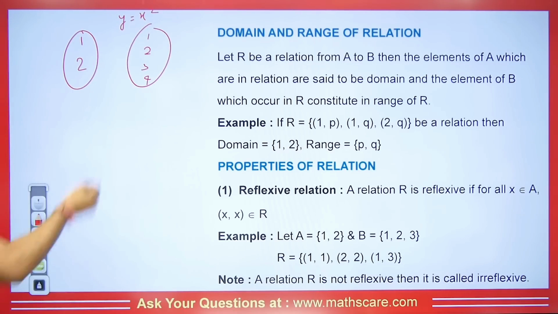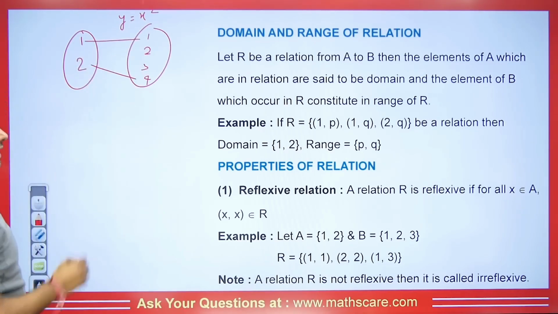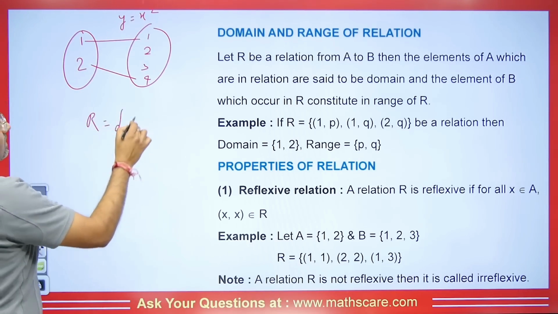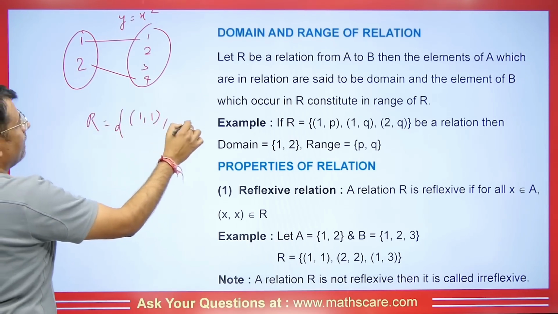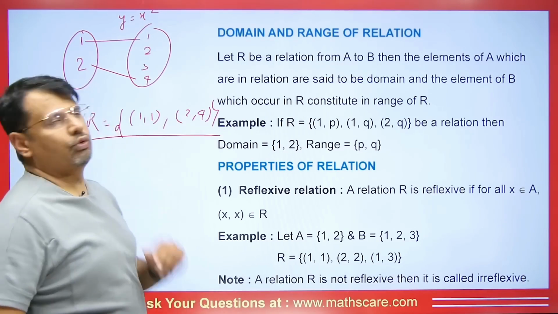Let's say 1, 2, 3, 4 is here. Now here when we put 1, 1 is going. If we put 2, 4 is going. So the relation that we get is 1, 1 is coming. Here it is coming 2, 4. So this relation is not reflexive because 2, 2 is not coming, right?